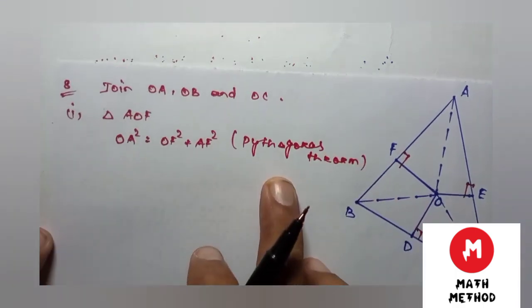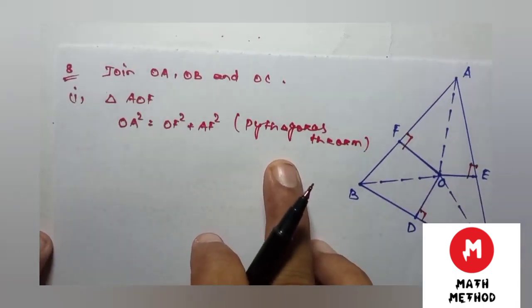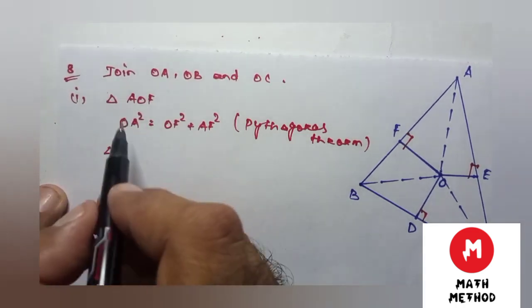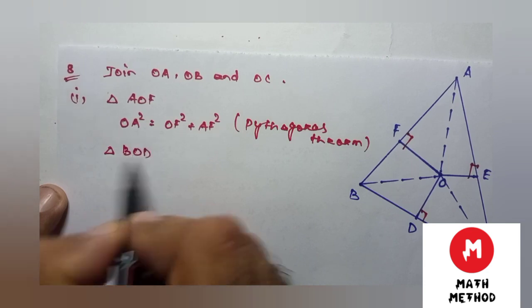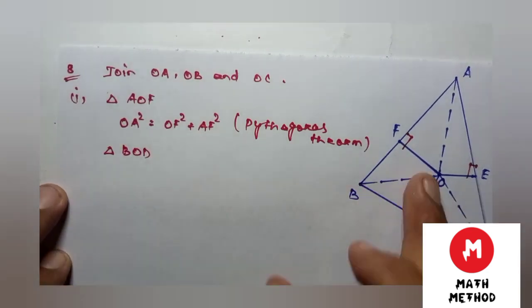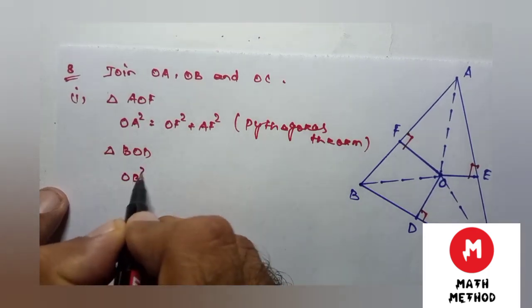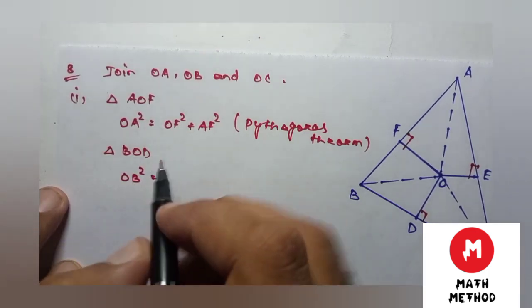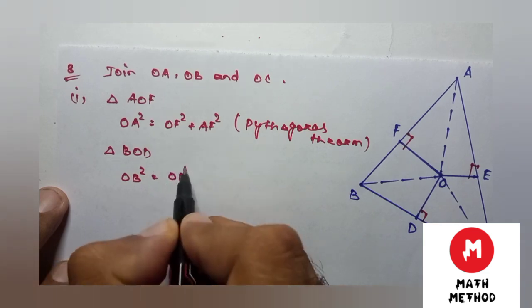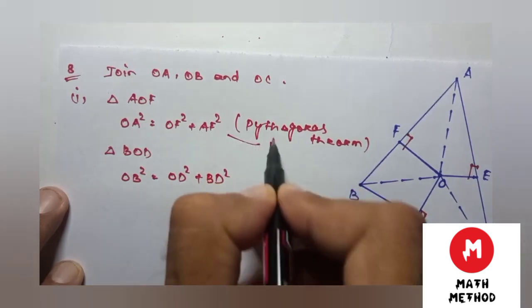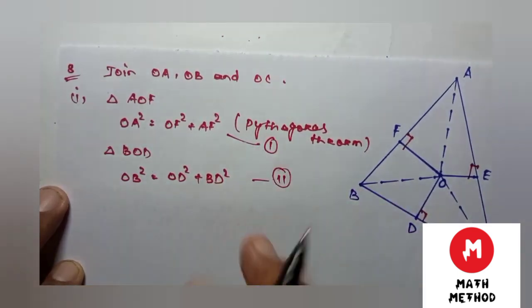We will apply this Pythagoras theorem in every triangle. So again in triangle BOD, here OB square is equal to OD square plus BD square. This is our 1, this is our 2.